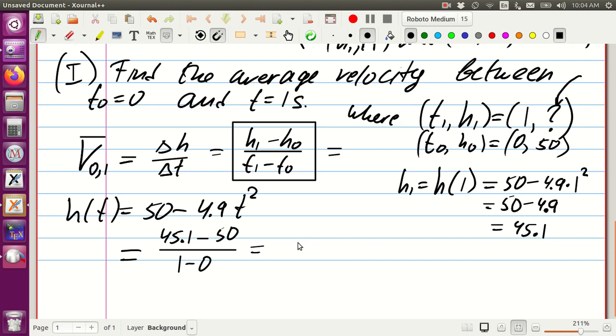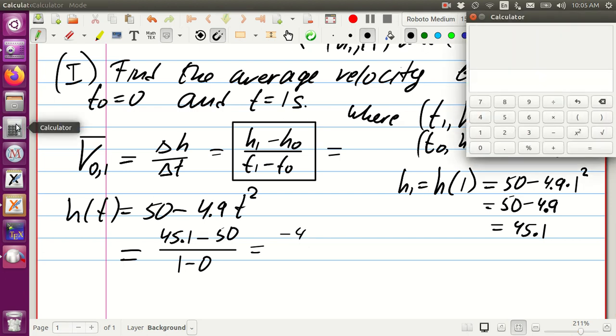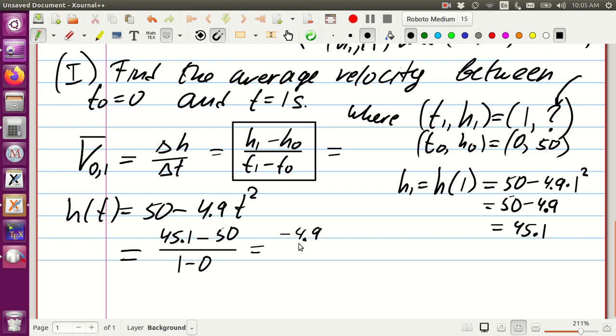So we subtract 45.1 and 50. If you want to use a little calculator, we need to subtract 45.1 and 50. So it's negative 4.9 divided by 1, which is negative 4.9 meters per second. That's our average velocity. So over the time of 1 second, the average velocity will be negative 4.9 meters per second.